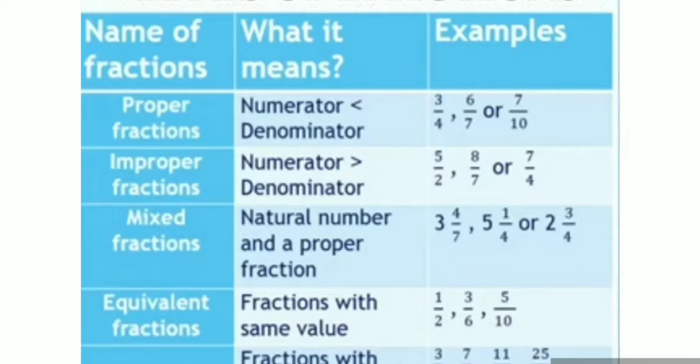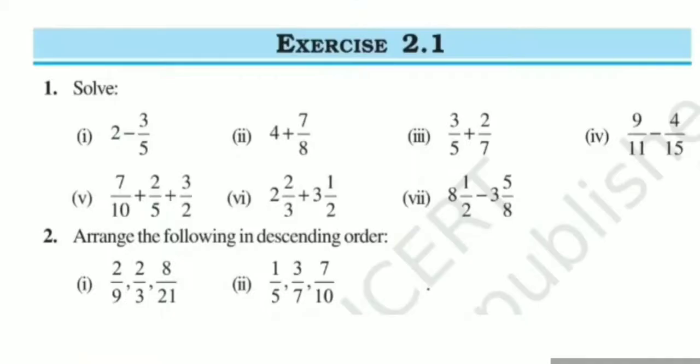Next one is equivalent fraction. So the fractions with the same value, like 1 upon 2, 3 upon 6, 5 upon 10. These are the equivalent fractions. Now let's see exercise 2.1. Question number 1 is solve 2 minus 3 upon 5.